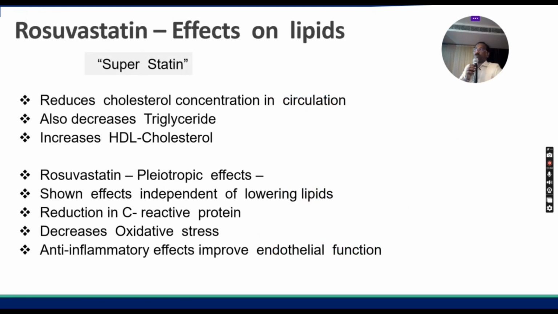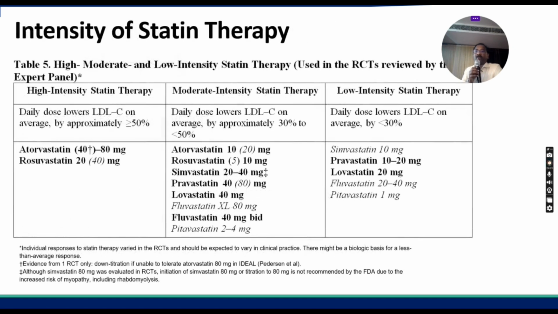Rosuvastatin is a superstatin when compared to atorvastatin. It reduces the cholesterol concentration in circulation, decreases the triglycerides, and increases the HDL cholesterol. So the statins act on all the three, but mostly the LDL cholesterol. Rosuvastatin also has pleiotropic effects, shown independent of lowering the lipids. That is the reason statin is a must for all the diabetics, hypertensives and high risk individuals. Reduction of C-reactive protein is another important advantage of using statins. It reduces the oxidative stress and has anti-inflammatory effects.